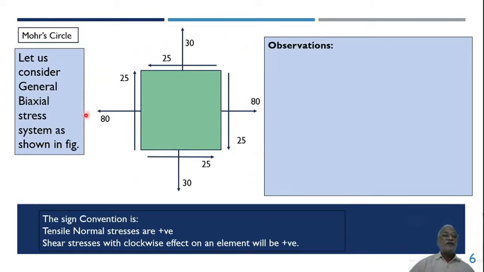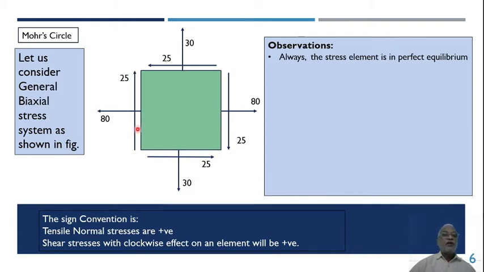If you have some numerical values, it is easy to understand. That's why I have taken a case where 80-25 on one face and then 30-25 on the other face, right? So the sign convention is the same thing, right? Now what observations can you make? In the general biaxial system the stress element is always in perfect equilibrium. Look at that, 80 this way, 80 that way, it is in equilibrium. 30 this way, 30 that way, it is in equilibrium.